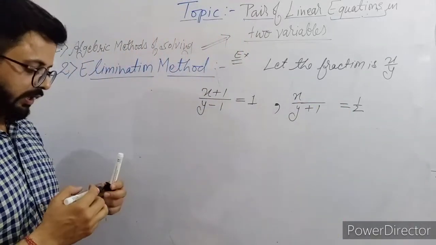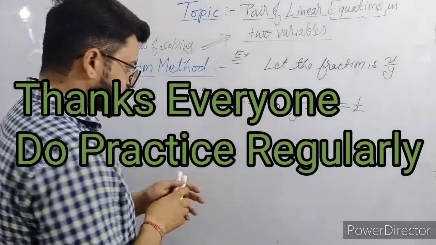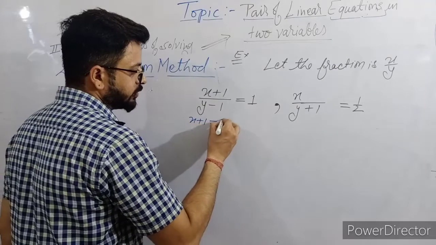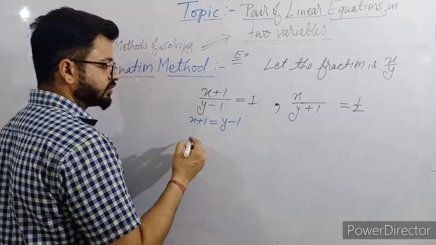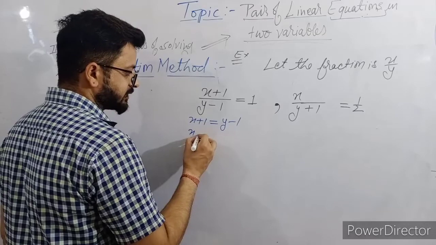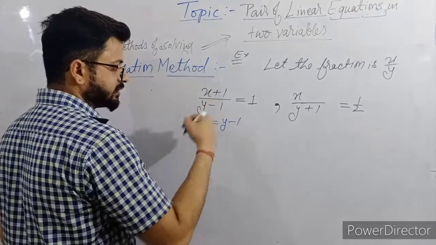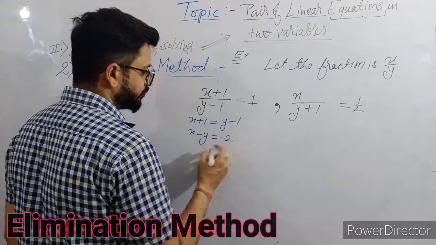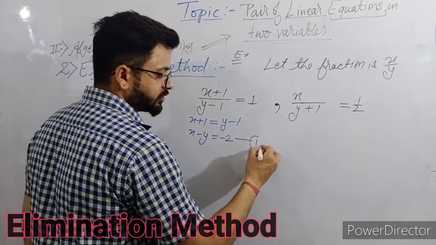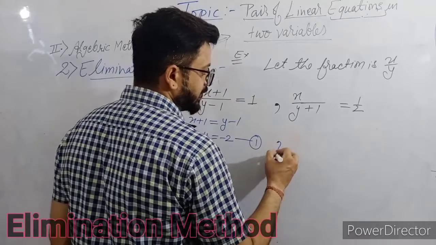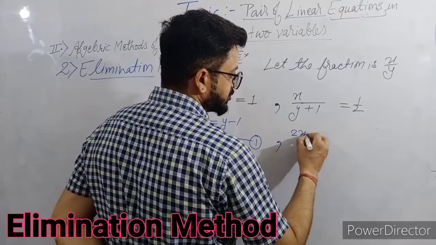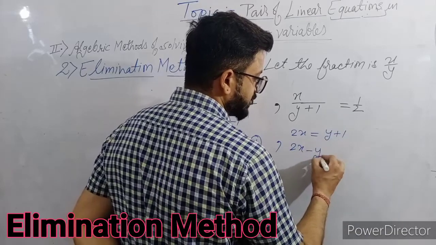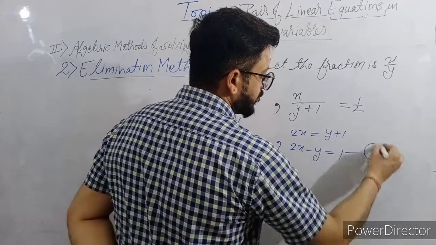Now you see, with cross multiplication we will get the equation x plus 1 is equal to y minus 1. Finally the equation is x minus y, I am transferring, and this 1 I am transferring to that side, minus 2. X minus y is equal to minus 2 is equation 1. And the other one, this part, 2x is equal to y plus 1. 2x minus y is equal to 1, equation 2.